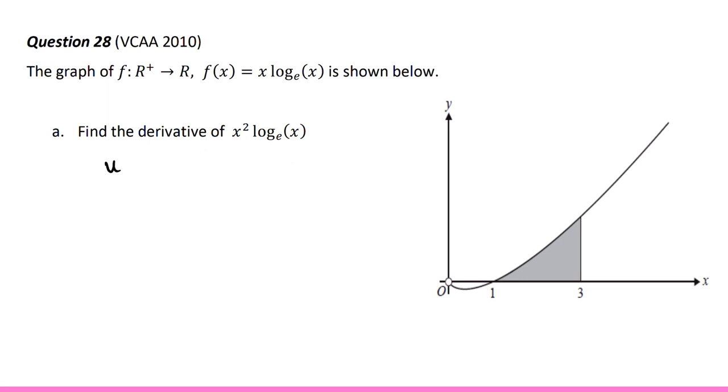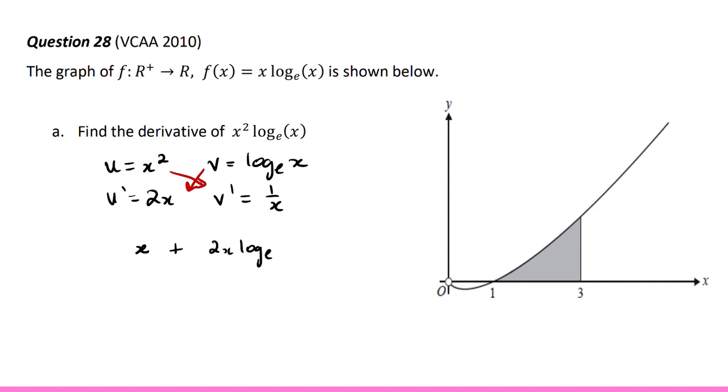We're going to need to use the product rule here. So u is equal to x squared, v is equal to log e x, u dash is equal to 2x, v dash is equal to 1 on x, and you just multiply across. So x squared times 1 on x, the x's will cancel out, so that'll just be x, plus, and then that'll be 2x log e x.